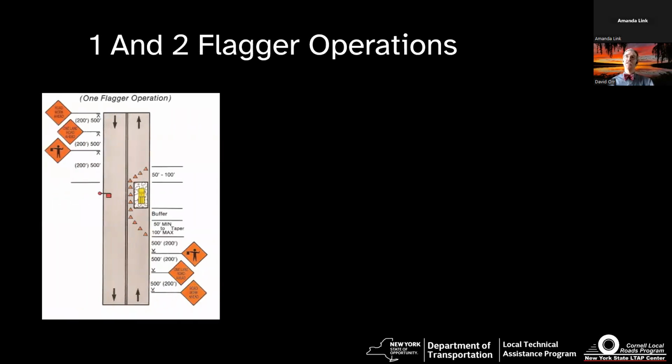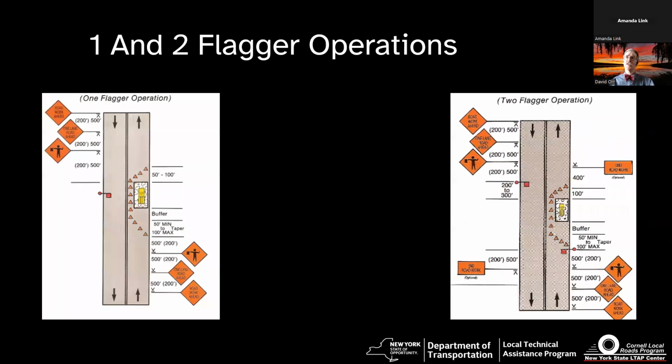There are different ways we do things. We have 1 and 2 flagger operations. These are in that little pocket guide that we're going to share with you later on. The temptation is to use 1 flagger. We'll save money by having 1 flagger. But if you save money by having only 1 flagger and there's a crash, well, did you really save anything? Okay, so don't use 1 flagger when you really need to. If you've got traffic above 400 vehicles a day going down that roadway, really want to be doing 2 flaggers. I know, we don't have the money, but you can pay me now or you can pay me later.